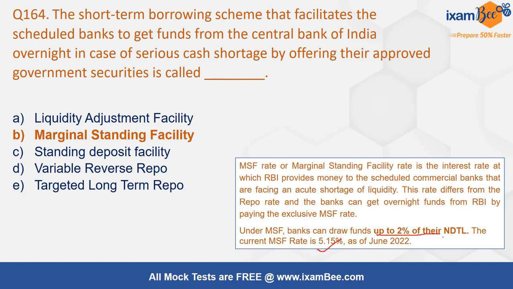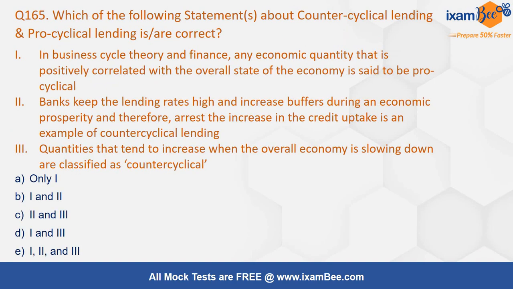Banks can borrow up to 2% of NDTL under this scheme. You must know this fact. This can be asked in the exam. The rate differs from the repo rate, and the banks can get overnight funds from RBI by paying the exclusive MSF rate. In repo also, banks have to keep the securities with RBI. Basically they are selling with a commitment to purchase again. But in case of acute shortage of liquidity, this is another window given by RBI.